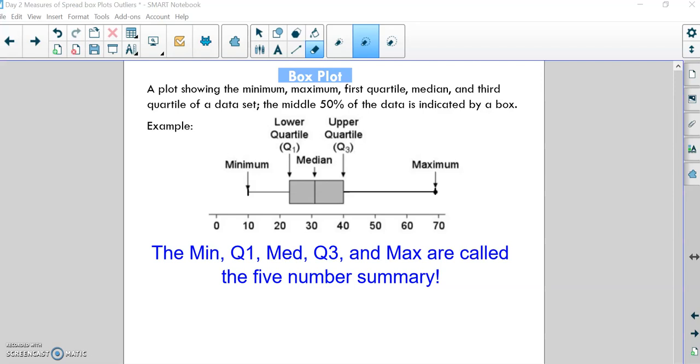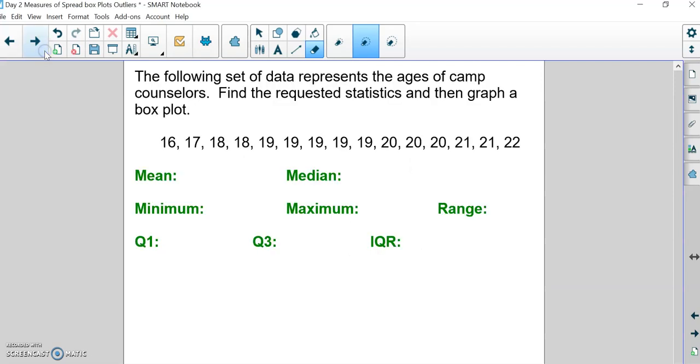The 5-number summary consists of the minimum, Q1, median, Q3, and the max. And so that would create your box plot, or some call it a box and whisker plot. So we're going to practice this on this problem. And so we're going to be using our TI-84 so we can plug in these values.